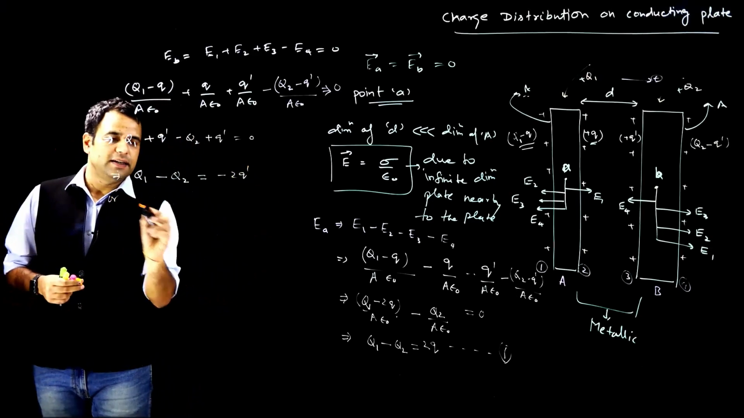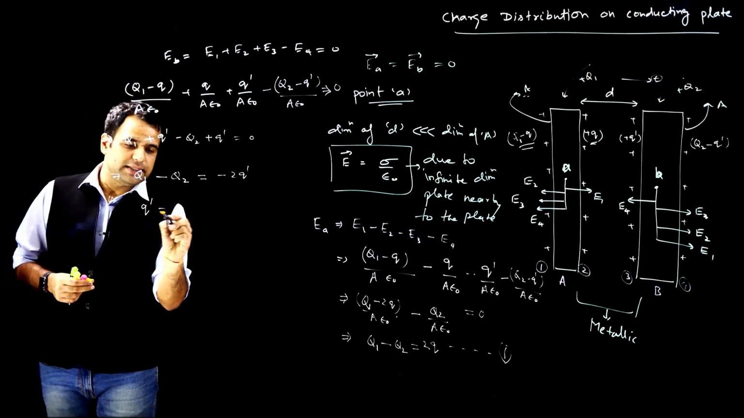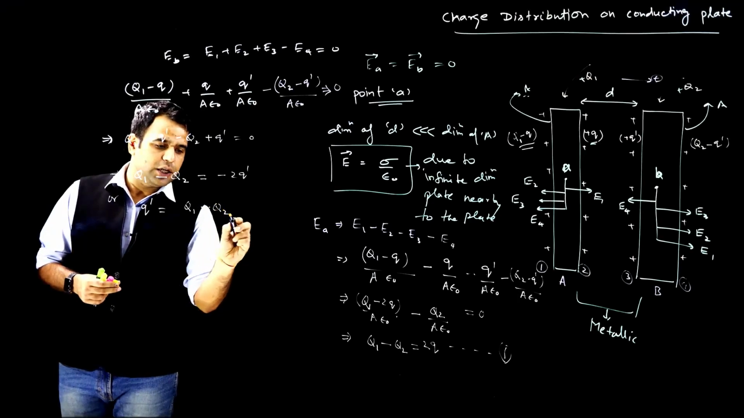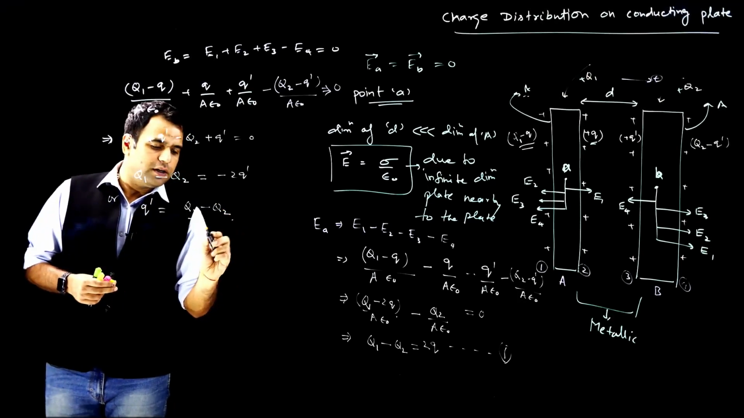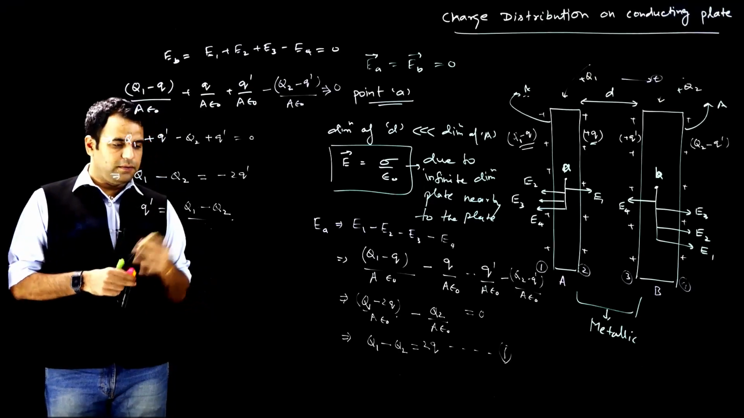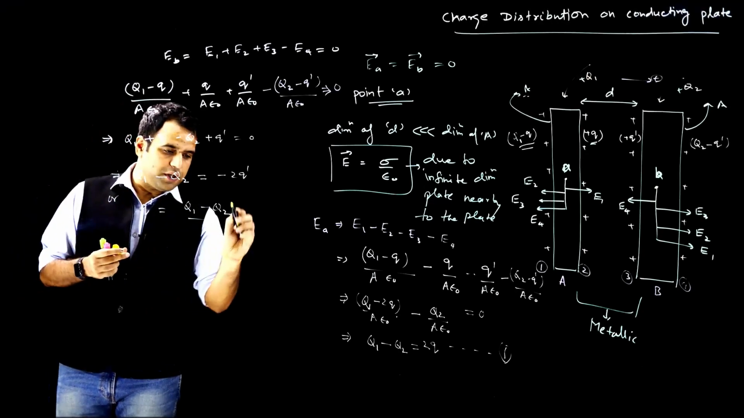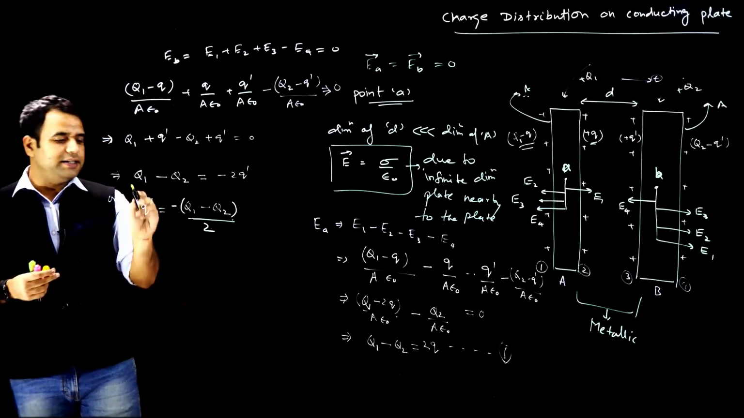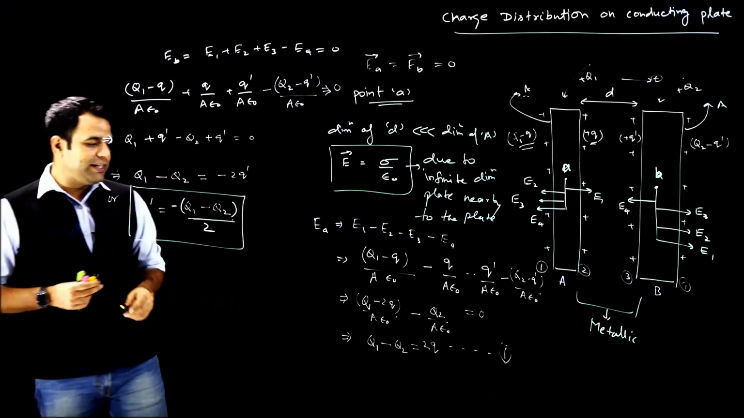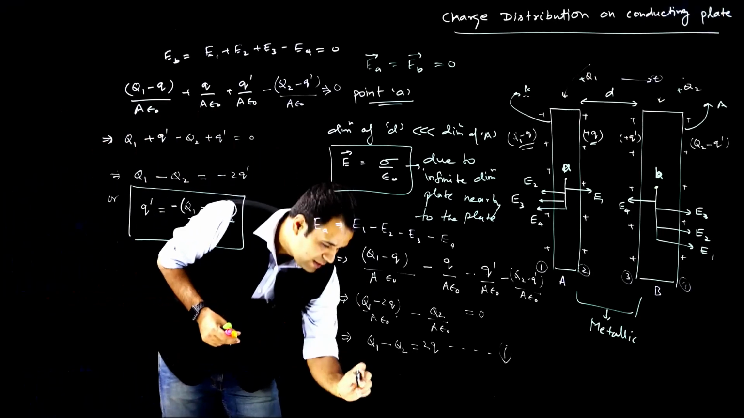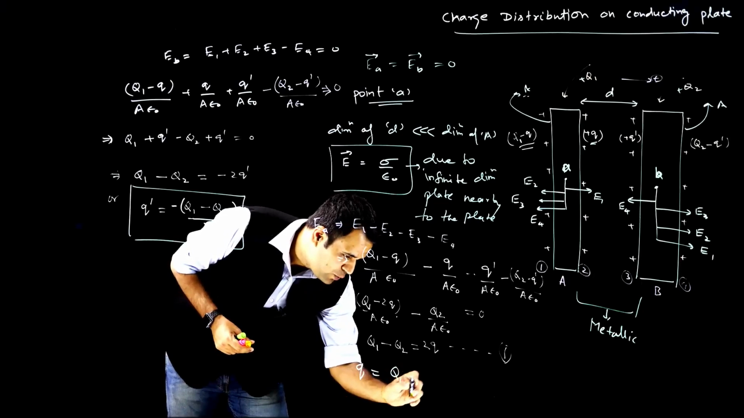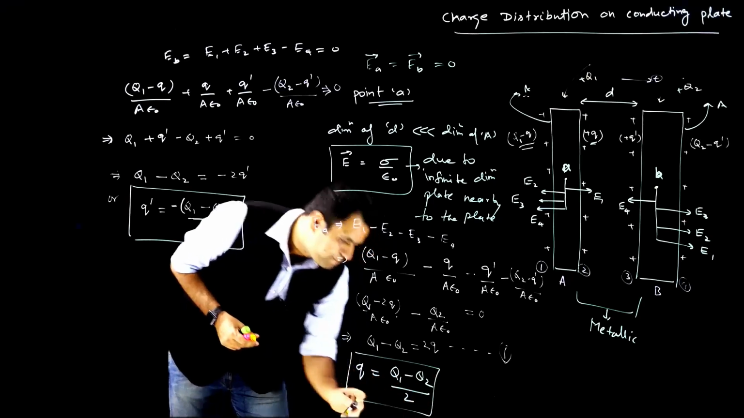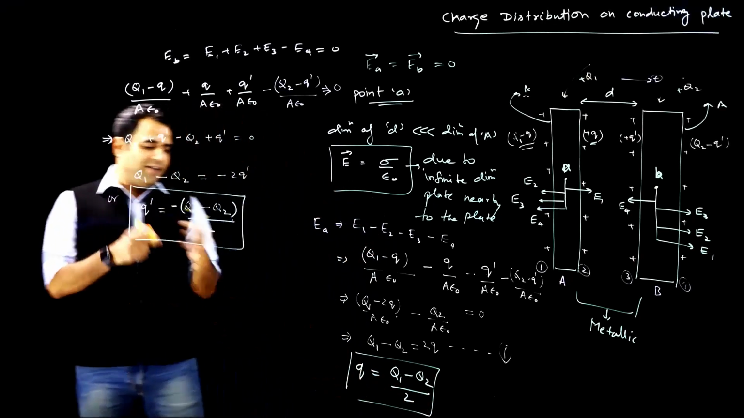Or we can say q dash is equal to Q1 minus Q2 upon 2, and in negative. So this negative I'm taking here. This is the value of q dash. And if you see here, the value of small q is Q1 minus Q2 by 2. Okay, so we get the values of q and q dash.